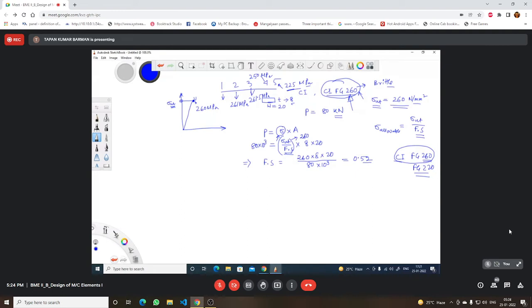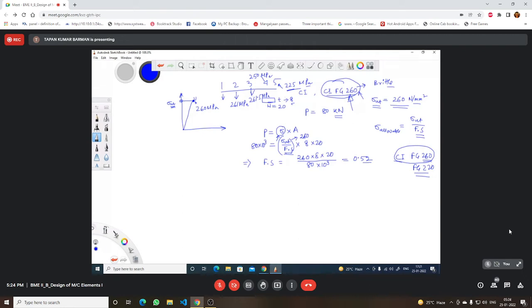Okay. Now coming to this problem, if I apply 80 kilonewton force to the component with this cross section, you see factor of safety is 0.52. That means there is no safety in the material. The material has already reached its failure point.